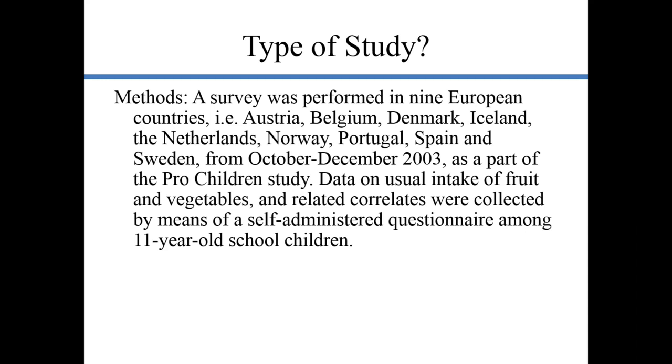A survey was performed in 9 European countries, and look at all those 9 countries, as part of a post-children study. Data on usual intake of fruit and vegetables and related correlates were collected by means of self-administered questionnaire among 11-year-old children. And occasionally people will look at something like this, and they'll say, that's an ecological study. Why is it an ecological study? They'll say, well, there's no directionality. They're just looking at correlations between two variables that they got at one point in time. Very good, I say. Very, very good. No directionality. But why is it an ecological study?